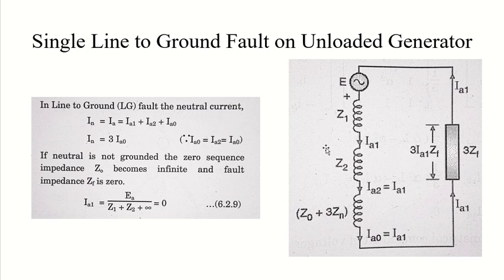You can see Z1, Z2 and Z0 plus 3Zn. You have all three of your components, IA1, IA2, IA0, and here is your fault impedance, 3ZF. So this will be the circuit for single line to ground fault, normally known as LG fault.